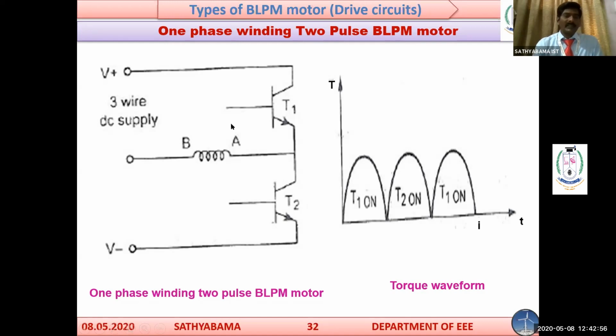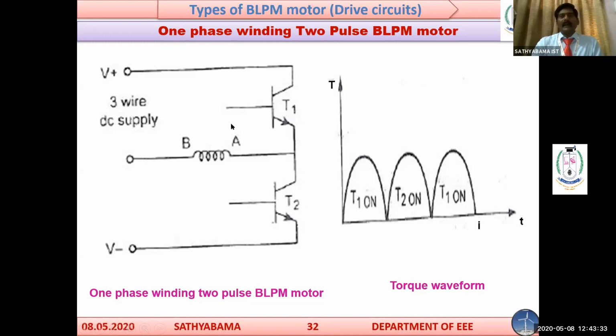Demerits: the utilization of the transistors and the windings is less. Cables with the rotor position sensor should be made properly. And this gives the torque waveform for the two-phase winding, two-pulse PMBL DC motor. The first one is the torque produced when switch S1 is closed, and the second is the torque produced when switch S2 is closed. With the combined effect of 1 and 2, we get continuous and uniform rotation.